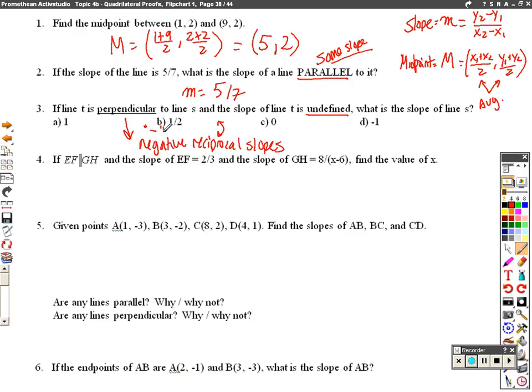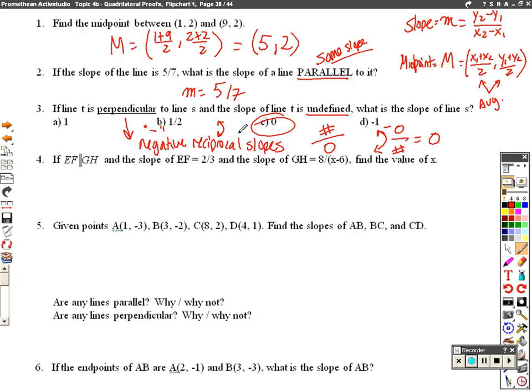Okay, so undefined. If T is undefined, an undefined number is any number divided by 0. So if we flip it, we are going to get 0 over a number, and we're going to make it negative. Well, anytime we take 0 and divide it by a number, we're going to get 0, and there's no such thing as positive and negative 0. So 0 would be the slope of S.